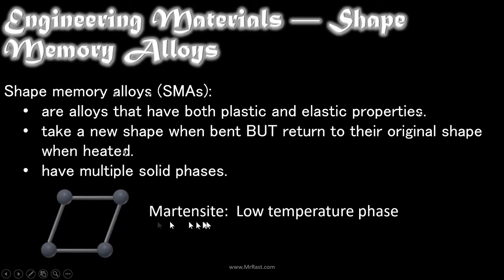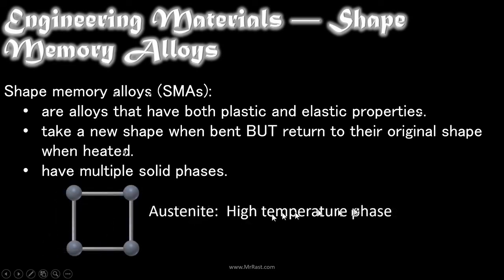Martensite is the phase we have at low temperatures. Just like water has different phases, we've got two different phases for shape memory alloys. When it's low temperature, it's in the martensite phase, and when it's at high temperatures, it's in the austenite phase. So it shifts back and forth at the different temperatures.